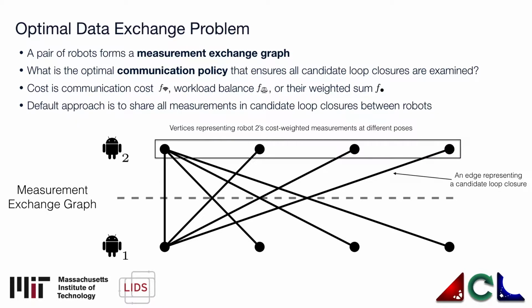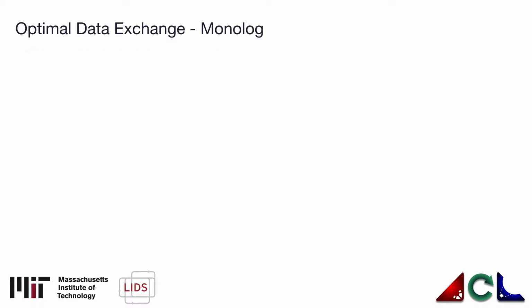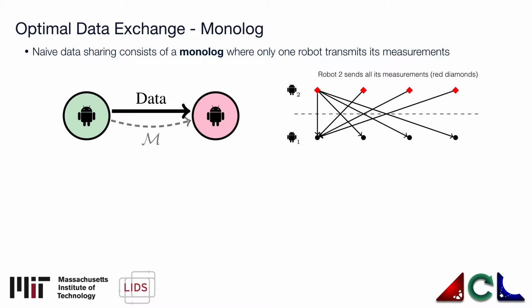Typically, robots would send all candidate loop closures to other members of the fleet. This approach leads to redundant information sharing, as only one agent needs access to both measurements of a candidate loop closure. A simple improvement involves one robot sending all its candidate measurements to the other, like Robot 2 in the exchange graph figure on the right.